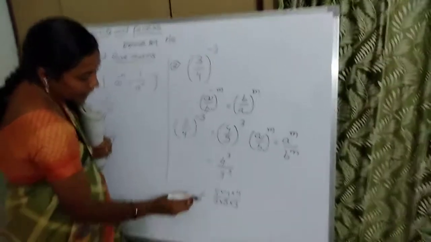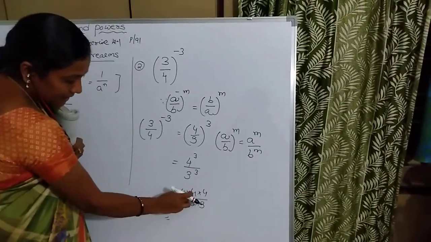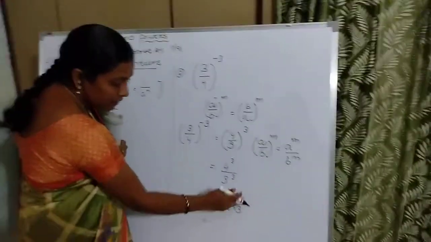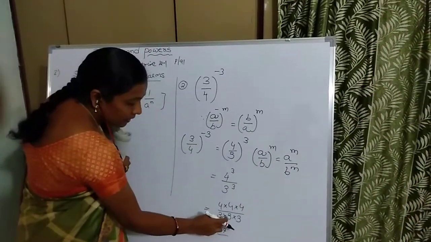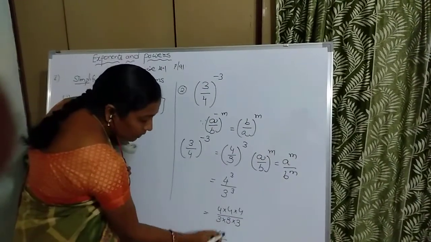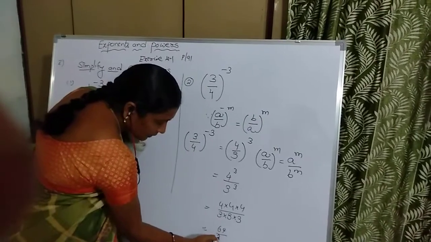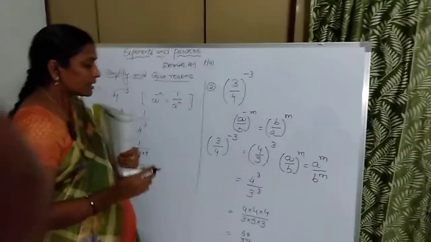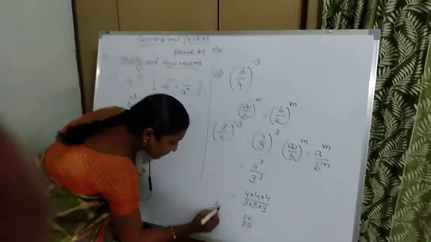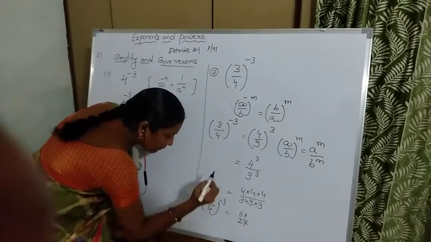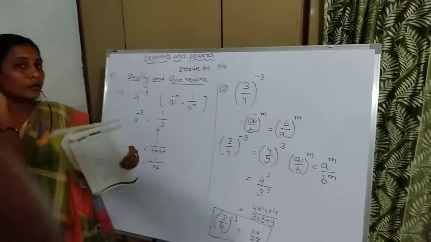So then multiply the terms. 4 into 4, yes, 16. 16 into 4 is 64. By 3 3s are 9, 9 3s are 27. So the answer is 64 by 27. The simplification of (3/4) to the power minus 3 is equal to 64 by 27.